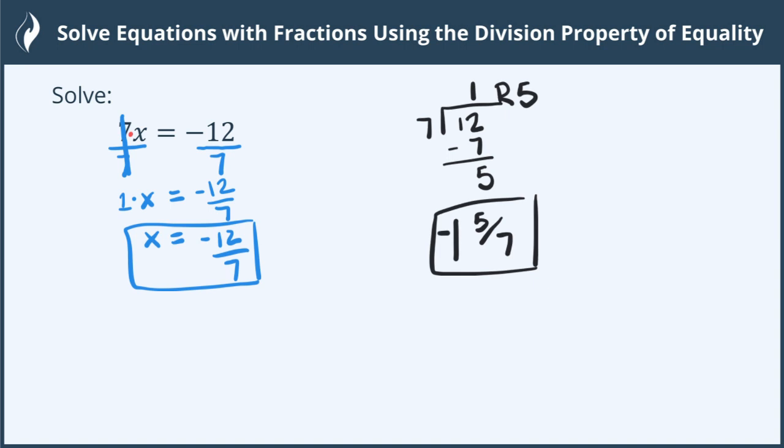I have two ways of writing my answer, and that's how I solve the equation using the division property of equality.